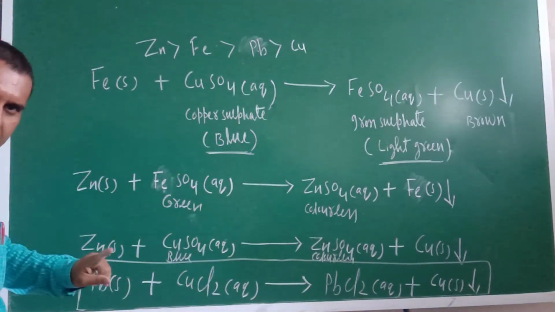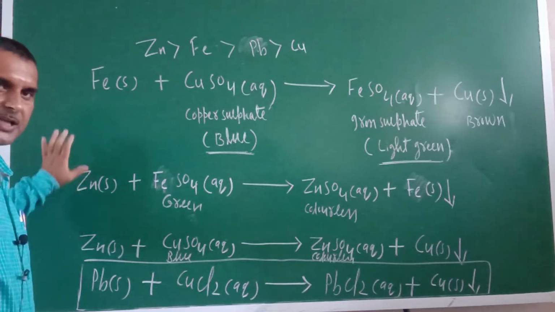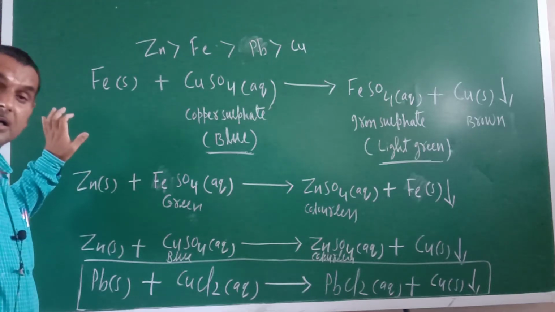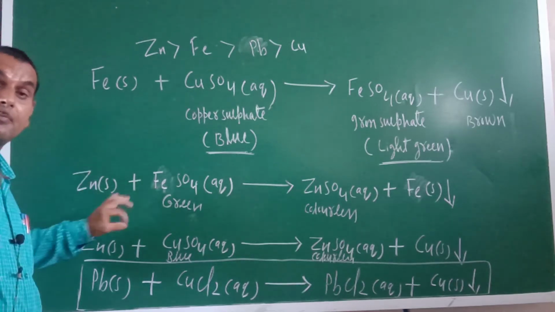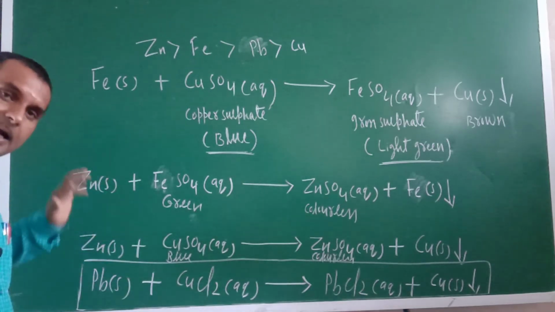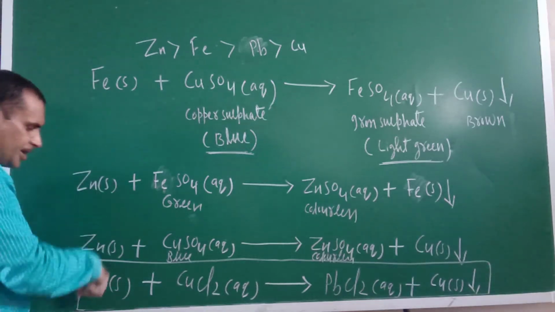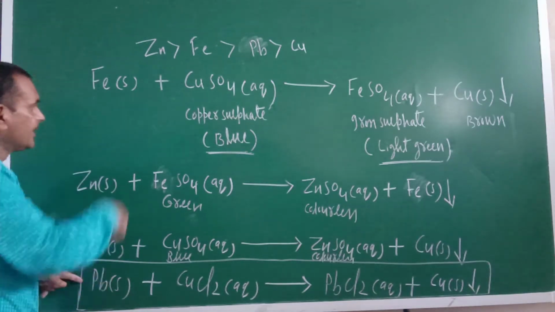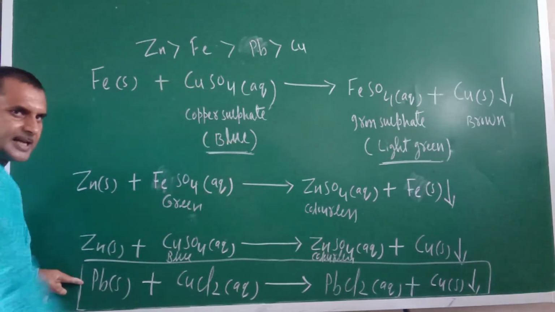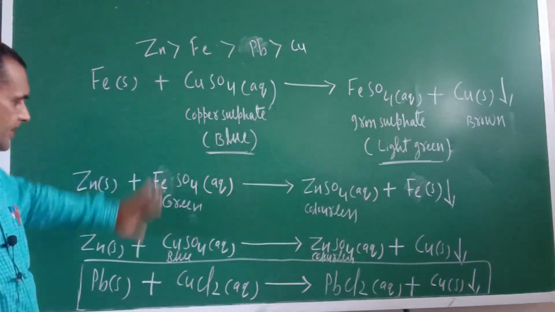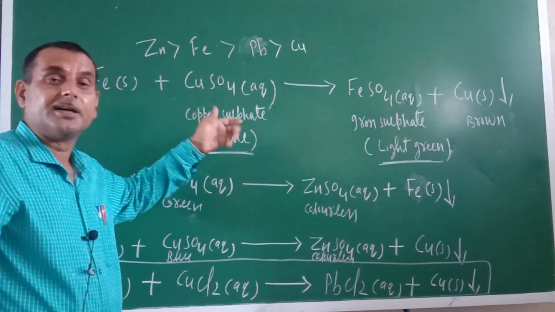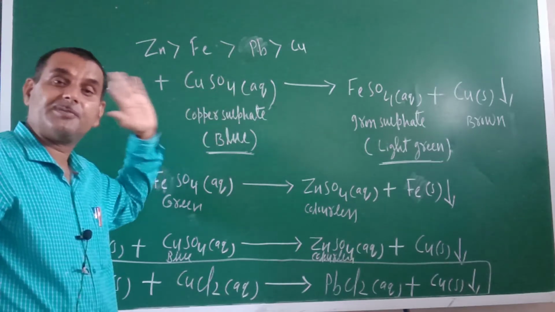But once again I am telling you, with the help of these three reactions very easily we can decide the reactivity of zinc, iron and copper without seeing the reactivity series. But lead we cannot decide. Lead also we can decide if three such reactions are given with respect to lead. The same way, a lead reaction should also be given, then also we can decide. So now, after the conclusion, I am writing here. On what basis am I writing? By seeing the position of lead in the reactivity series.